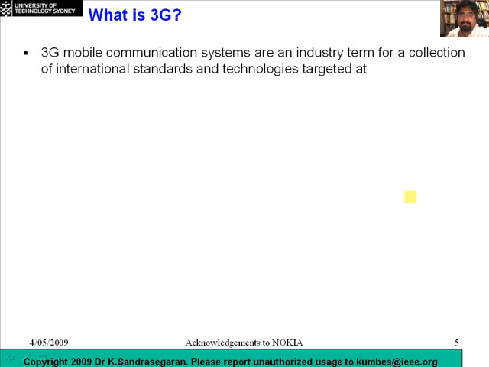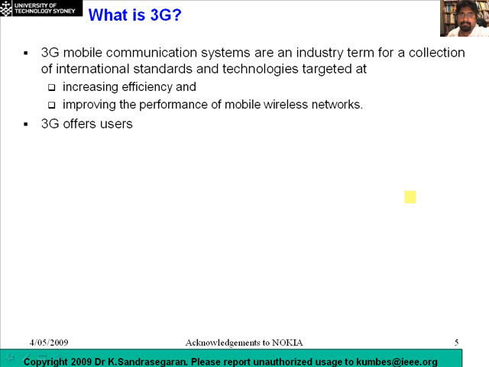achieving higher data rates. So what is 3G? 3G doesn't refer to a specific technology. 3G is essentially a collection of international standards and technologies that are targeted at improving the efficiency, improving the data rate, improving the performance of mobile networks. Okay, so when somebody uses the word 3G, they're not talking about wideband CDMA or CDMA 2000 or WiMAX. They're talking in general. It's a way of going from 2G, trying to look at the problems that we have associated with second generation mobile networks and seeing what we can do to improve it.